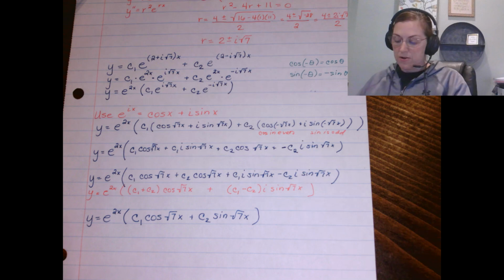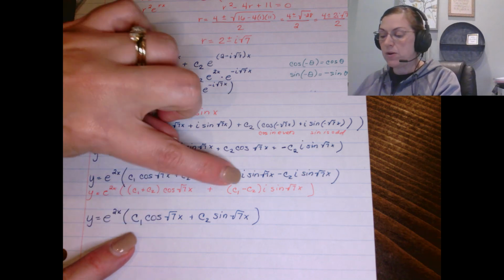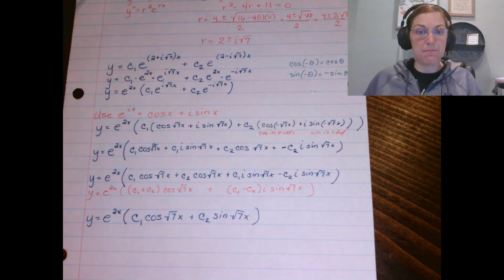Okay, so remember, we're saying C1 plus C2 is a constant. We're saying C1 minus C2 times i is a constant. And that's how I simplify it.